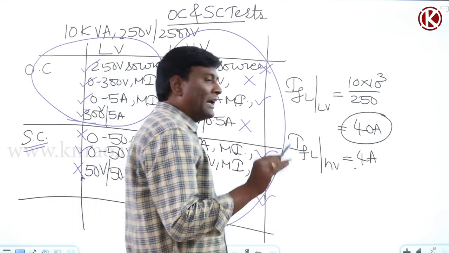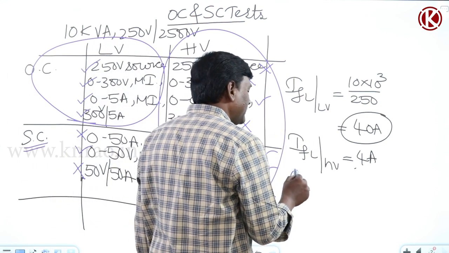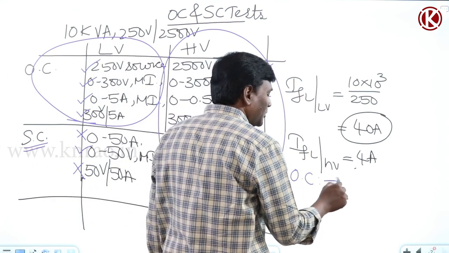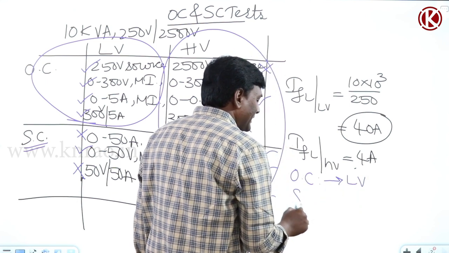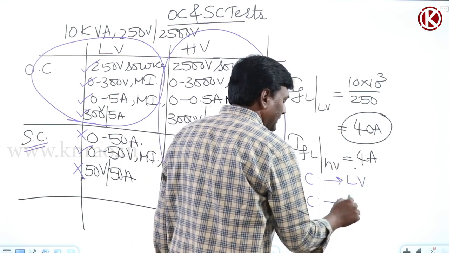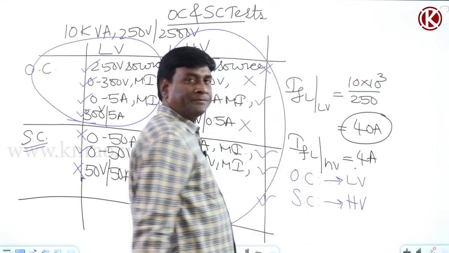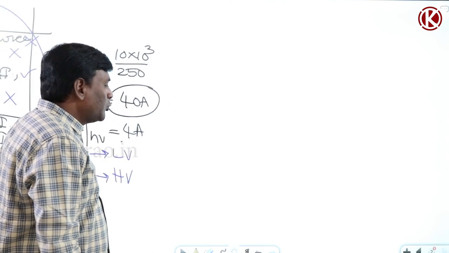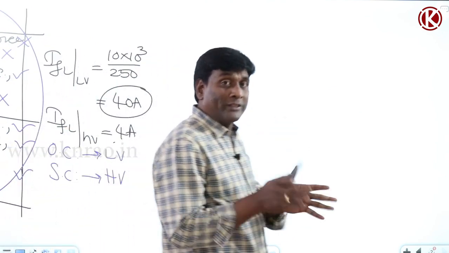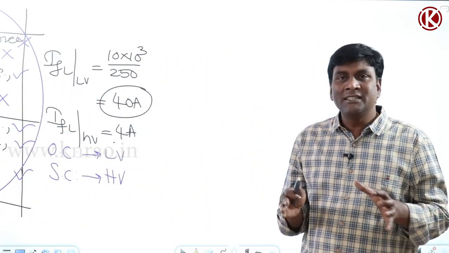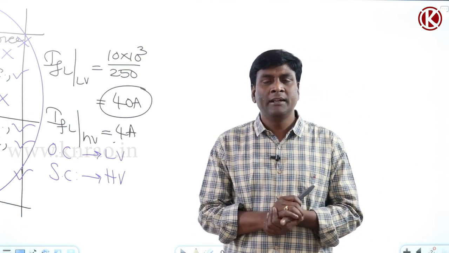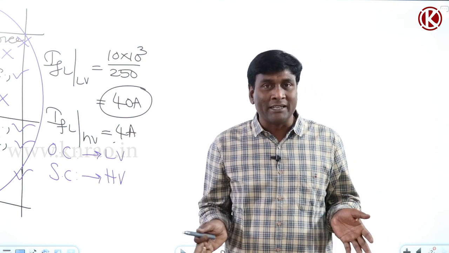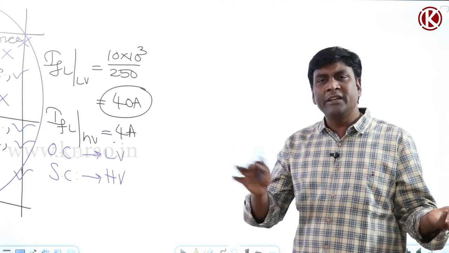Okay, so I can conclude that it may be better to conduct OC test on LV side, SC test on HV side. Now all about machines, I'll tell you one thing. We should not restrict to one thing, because machines are all about application. So depending upon the application, everything will vary.